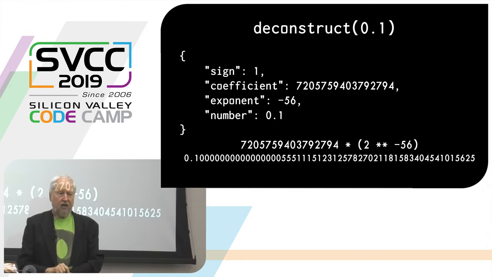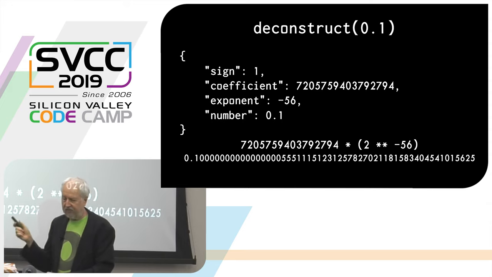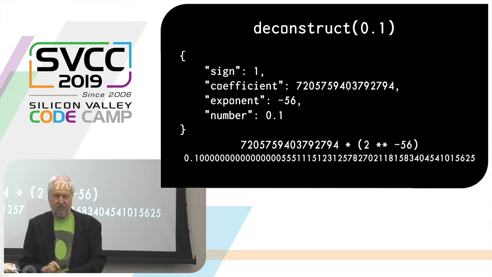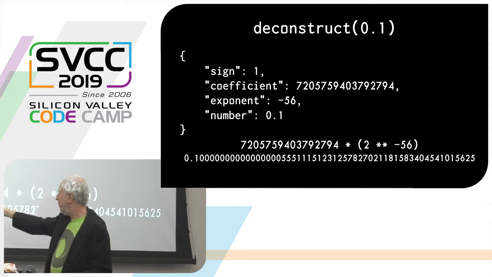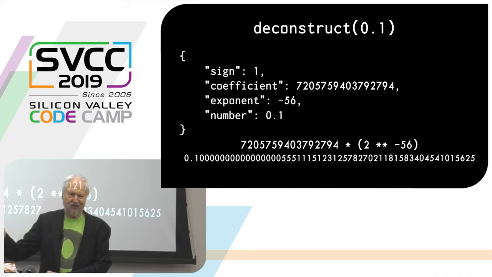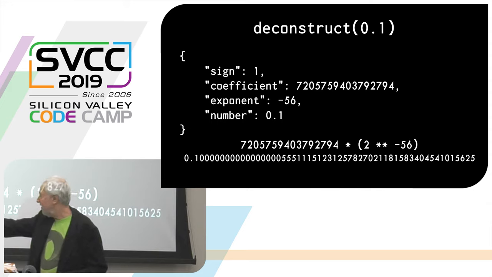So if we pass 0.1 to the deconstruct function, it will return this object. It tells us that the sign is 1 because it's positive. That's fine. The coefficient is 7 quadrillion or so. The exponent is -56. So if we do the math and multiply 7 quadrillion times 2 to the -56, well, if you do this math in JavaScript, it'll tell you it's 0.1 because it's lying to you. In my book, I'll show you how to do this accurately, or if you go to Mathematica or any other professional math system, they will tell you that it is this wild number.